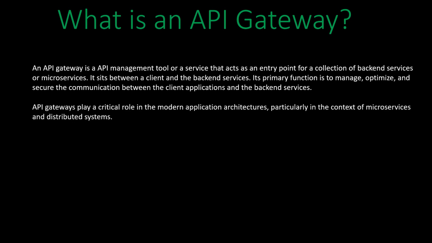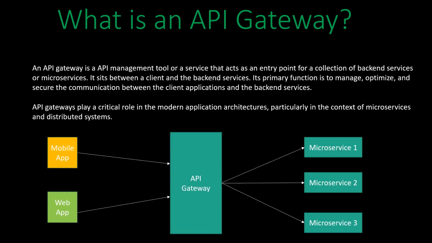API gateways play a critical role in modern application architectures, particularly in the context of microservices and distributed systems. So this is a high-level diagram of an API gateway. This diagram shows the API gateway at a high level as an entry point between the client applications, like mobile app and web app, and the backend microservices. So in between we have the API gateway. The API gateway is the management tool which manages the APIs.